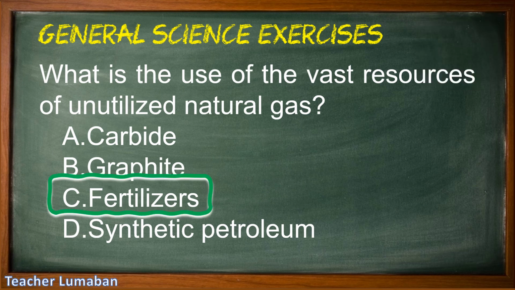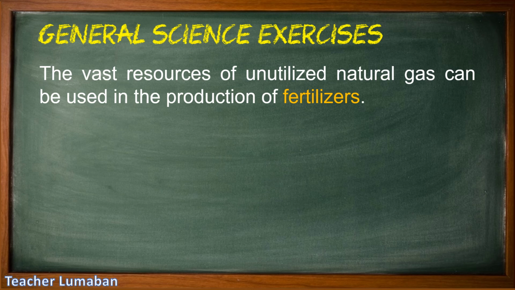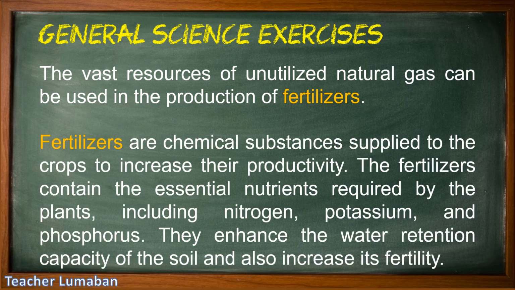The correct answer is letter C, fertilizers. The vast resources of unutilized natural gas can be used in the production of fertilizers. Fertilizers are chemical substances supplied to the crops to increase their productivity. The fertilizers contain the essential nutrients required by the plants, including nitrogen, potassium, and phosphorus. They enhance the water retention capacity of the soil and also increase its fertility.